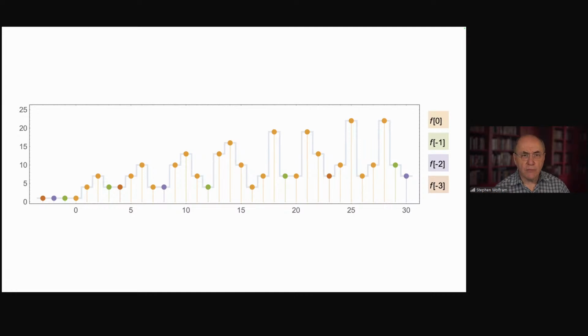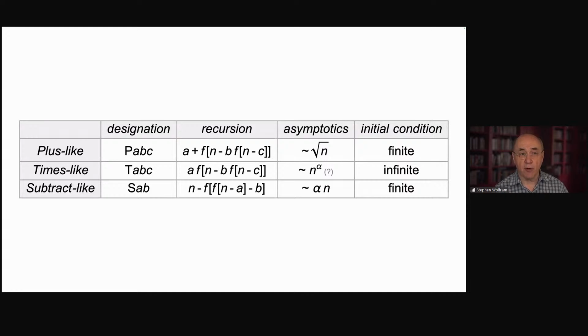So we'll be using the same basic setup throughout, though for different functions. We'll mostly consider recursive functions with a single term, i.e. with a single outermost f, not two, as happens in Fibonacci recurrences. So these are specific families of functions. We'll be focusing on the plus-like ones, the times-like ones, the subtract-like ones. We're calling them P, T, and S functions, and they have different forms, and they have different asymptotic behavior. Some of them probe only a finite number of initial conditions. Some of them probe an infinite number of initial conditions. So with this designation, the function we were just looking at is P312.